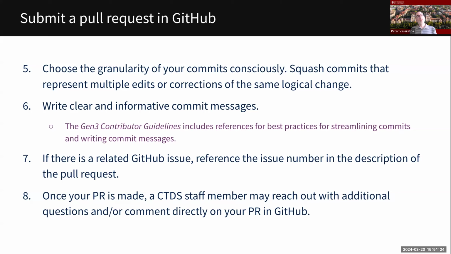If there's a GitHub issue, so if you had started a conversation in GitHub before going ahead and producing code, or if something has started as a bug which you'd raised as an issue, and then later you actually solved it and submitted code for it, for example, please reference this issue number inside of the pull request description itself. When your pull request is made, as Michael said, someone from CEDIS may reach out to get additional context, more information, or give you some feedback on it.